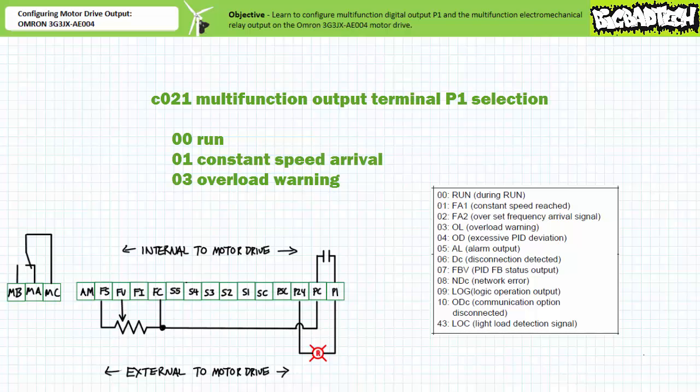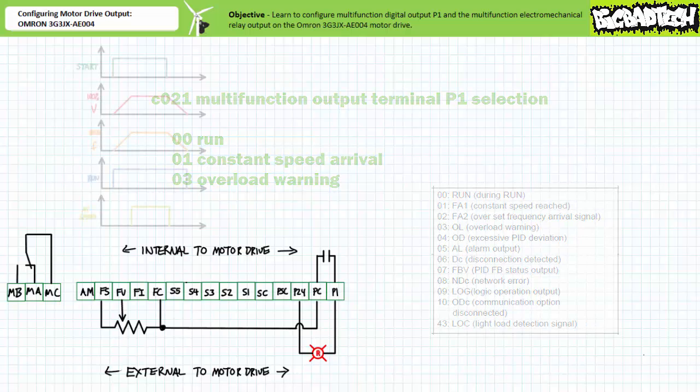00, the default setting, signals when the motor drive is in run mode, either accelerating at constant speed or decelerating. 01 is the constant speed arrival signal. This setting signals when the acceleration period is over and the motor has reached the desired speed. 03 is the overload warning signal. This setting signals the system or operator that current draw is in excess of some pre-programmed value. The other available functions indicate other important feedback or error conditions.